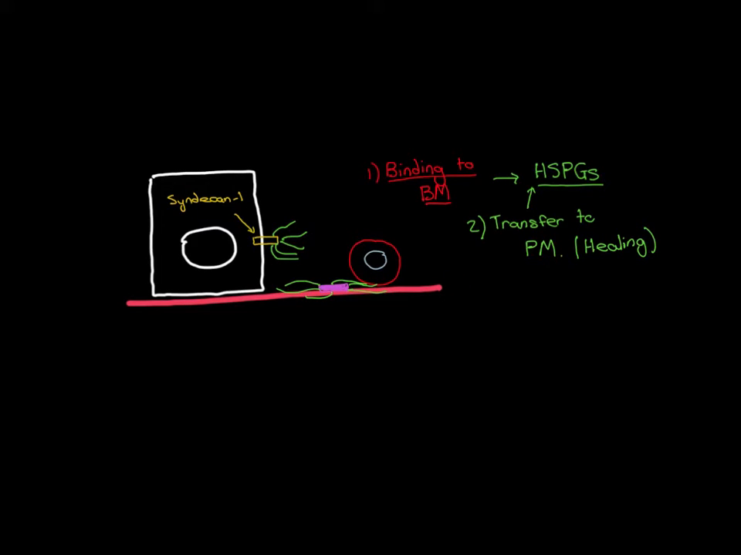So we think it probably initially binds to heparan sulfate proteoglycans in the basement membrane, and then as the healing process begins, as the basal cells start to regenerate the layer, you'll get basal cells moving over this surface where the virus is, and therefore they'll be exposed to the heparan sulfate proteoglycans on this basal portion of the basal cell membrane, and it will then be transferred onto the cell membrane.